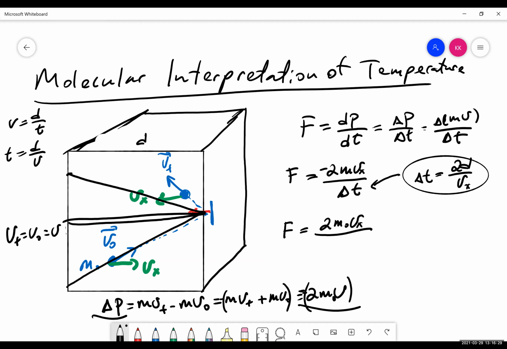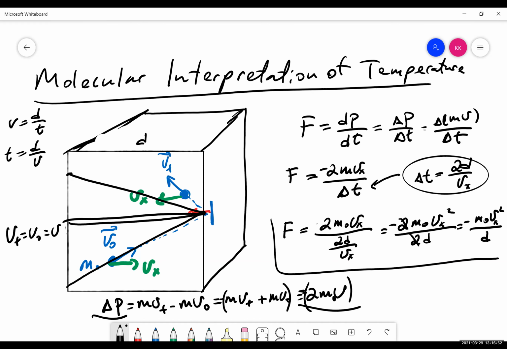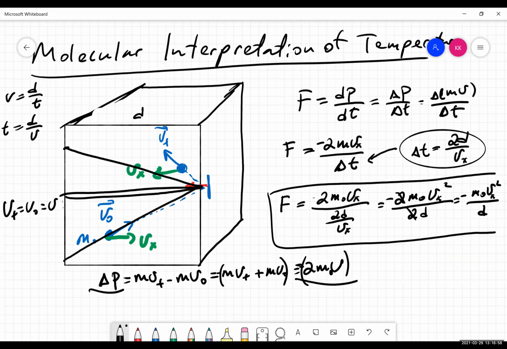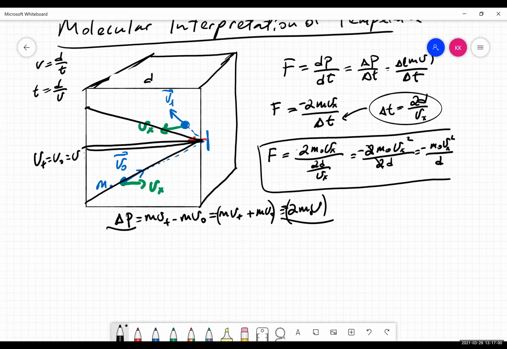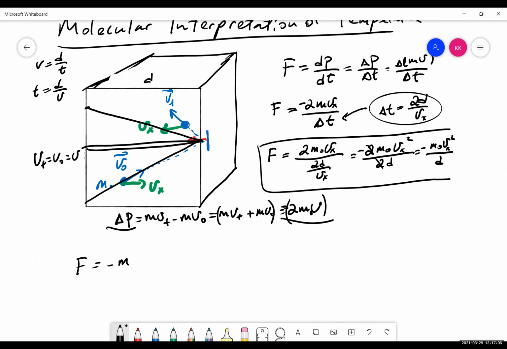then delta t is replaced with 2d over vx. So then I end up with 2 mass times vx squared divided by 2d. So then this 2 can cancel out. And then I have negative m naught vx squared over d. So let's take this equation, which we have after we replace delta t, basically eliminating delta t. All right, so come back over here. I want to give myself more room. Negative mass times velocity x squared divided by d.